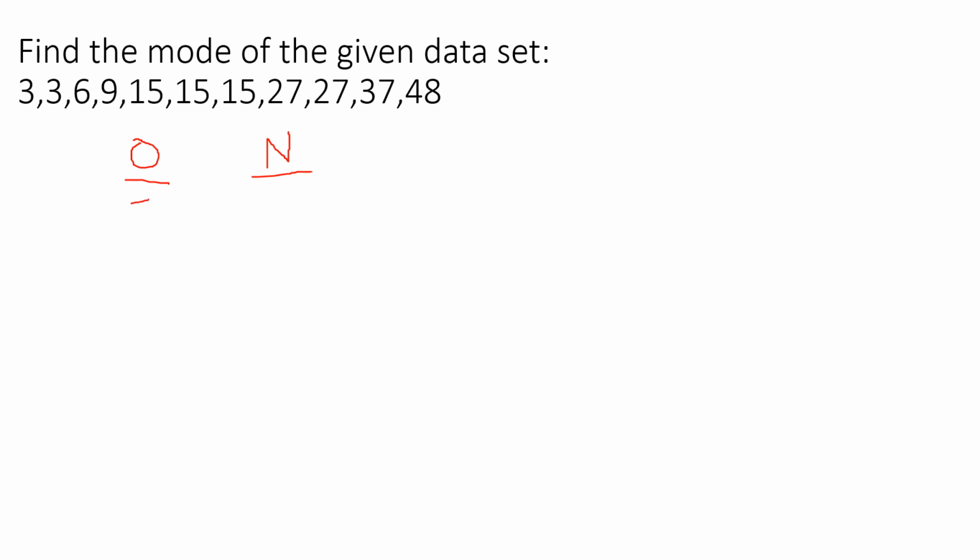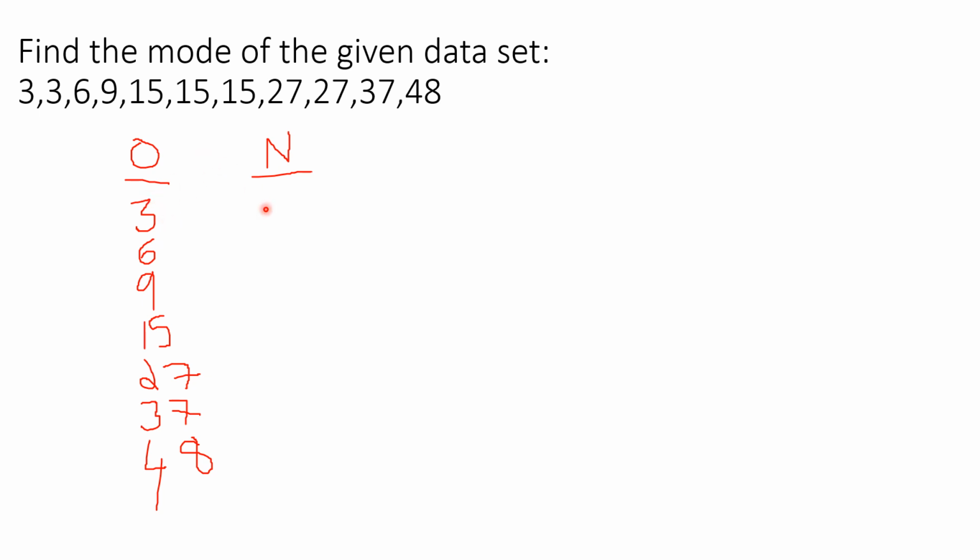Therefore, the observations are 3, 6, 9, 15, 27, 37, and 48. Now, most people make mistakes in counting the number of observations.